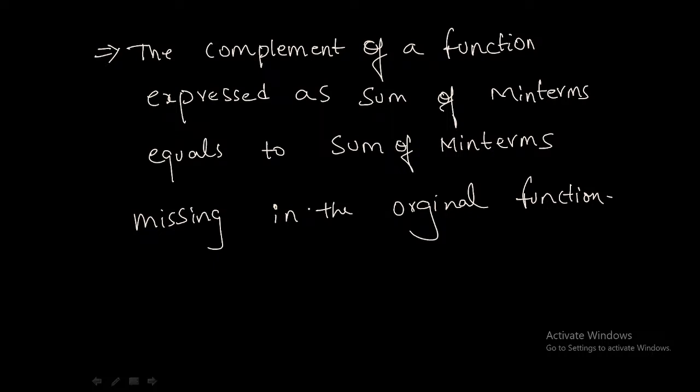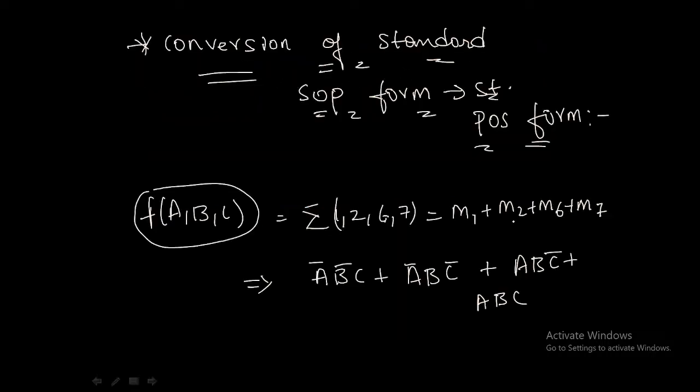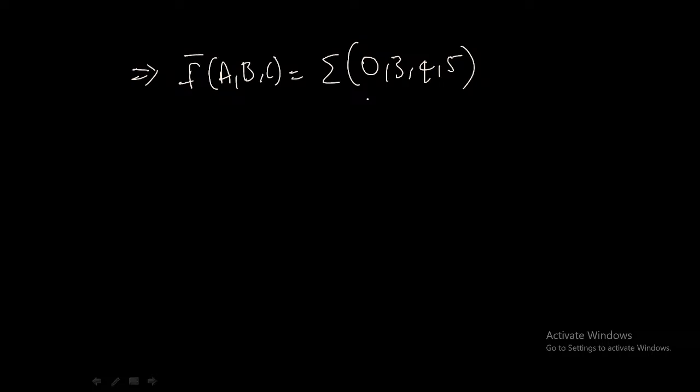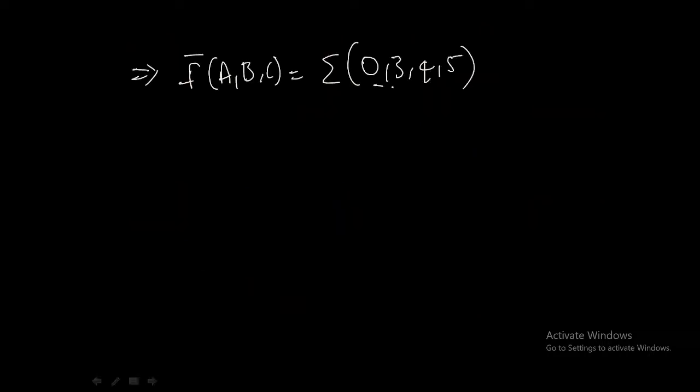So the complement of a function which is expressed as a sum of min terms is equal to the sum of min terms missing in the original function. So if a function f of abc is given as m1, m2, m6, m7, then how to find the complement of that particular function? You will write down the missing terms in that particular function. So 1, 2, 6, 7 are present in that particular function. So what are the missing terms? 0, 3, 4, 5 are the missing terms. So f bar of abc is nothing but 0, 3, 4, 5. So this is what the complement of a function is.